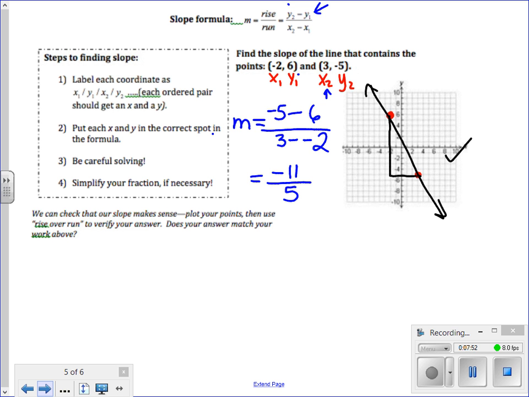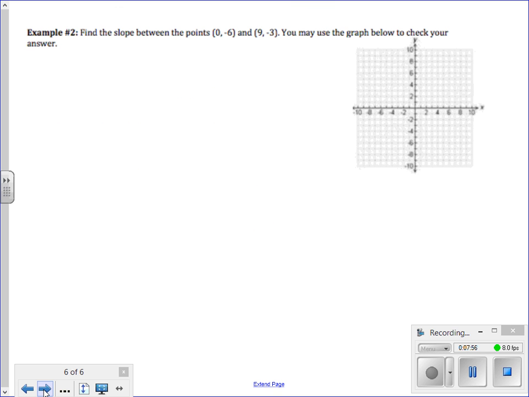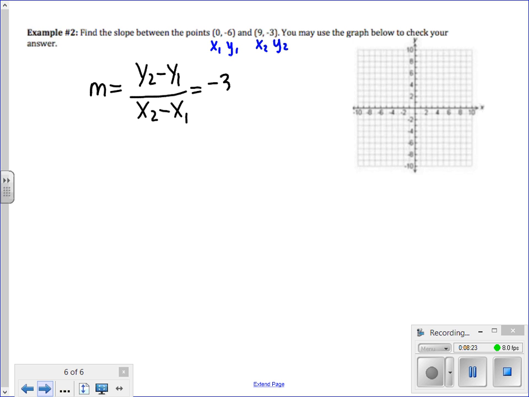Okay. All right, let's do 1 more to practice, and then we'll let you do some work on your own. Let's find the slope between the points 0, -6, and 9, -3. So first, again, I'm going to label each point x1, y1, and x2, y2. When I put those values into the slope formula, I have to do y2 minus y1 over x2 minus x1. Well, y2 looks like -3 minus y1, -6, all over 9 minus 0. Well, let me get -3 minus -6. That simplifies to be +3 over 9, which is 1/3. 1/3 is the simplified form of 3/9.